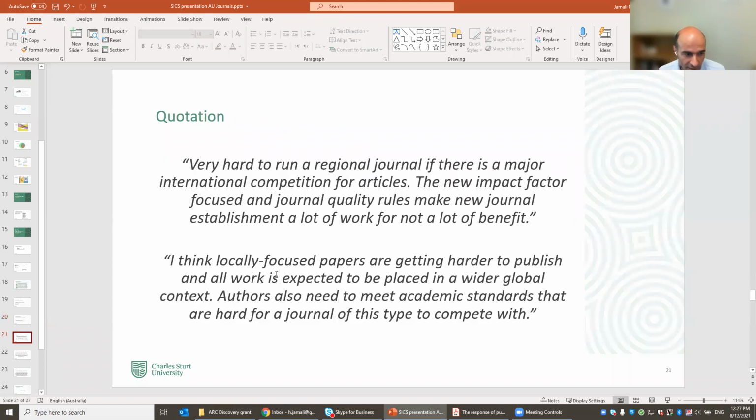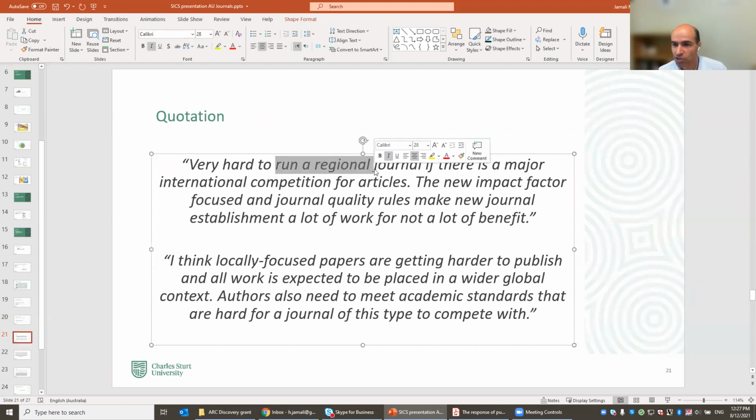I put some quotations here. I don't want to talk too much because we want to continue this line of research, and what is more interesting for us is to listen to your comments and ideas and questions. I have a few quotations from editors who responded, and you can see they commented on the hardship of regional journals to attract submissions and survive due to all of these competitions. I think locally focused papers are getting harder to publish, and all work is expected to be placed in a wider global context. Authors also need to meet academic standards that are hard for a journal of this type to compete with.